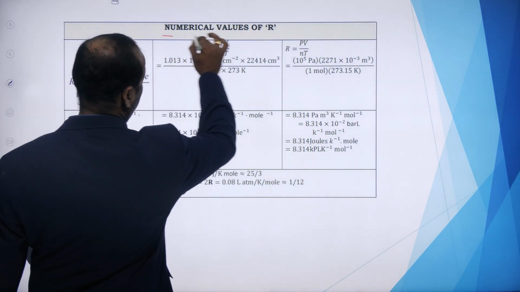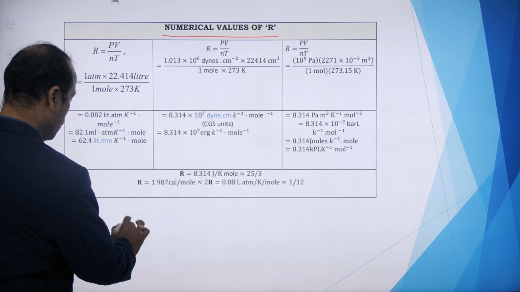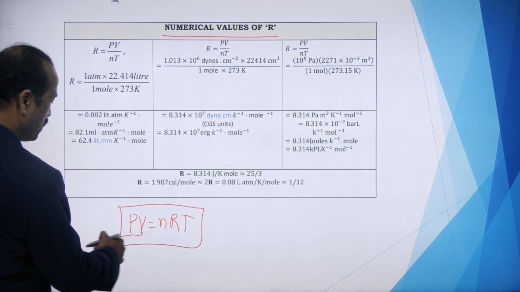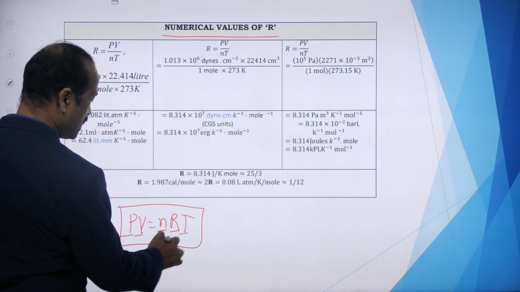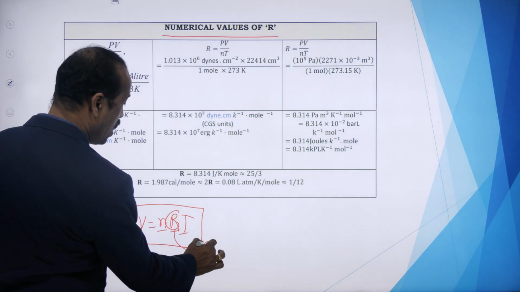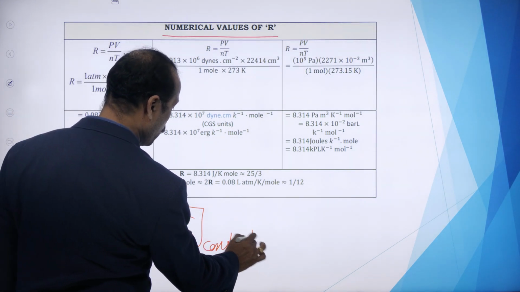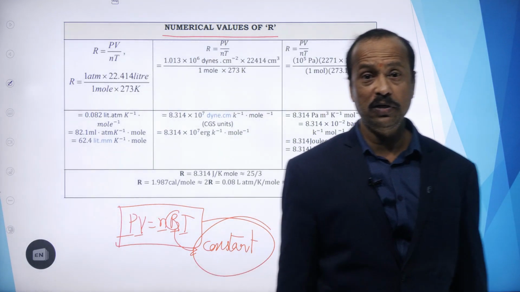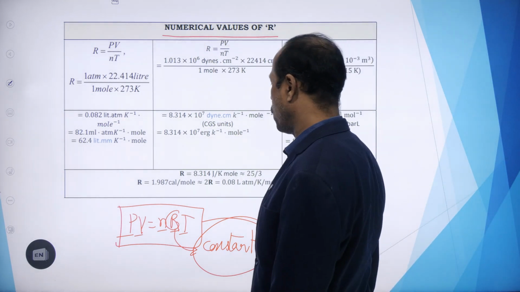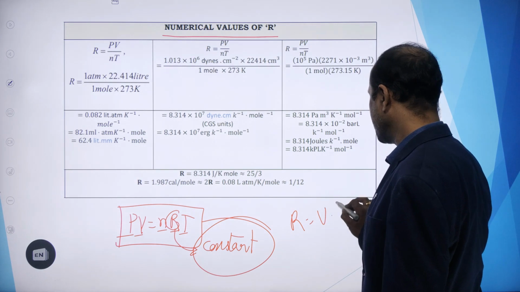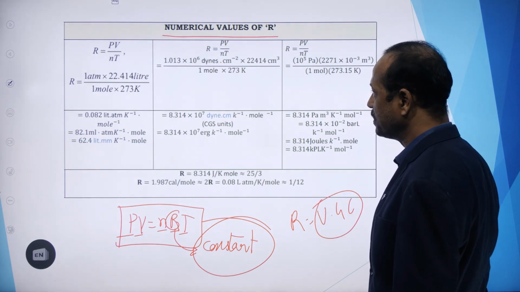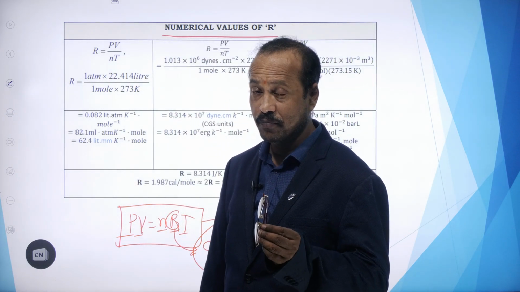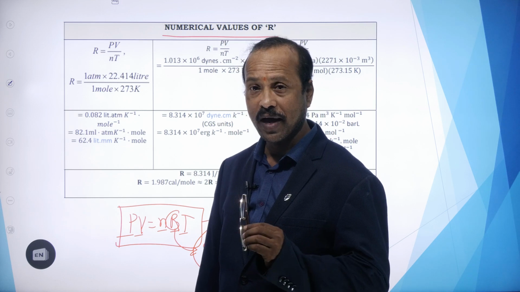Now this is also very important: the numerical values of R. Here PV is equal to nRT, the ideal gas equation. P means pressure, V means volume, n is the number of moles, T is the temperature, but R is a constant. Constant means it has a particular value, and this value will not change anywhere, any time. That's why R is called the universal gas constant. Universal means anywhere, anytime, so the value remains the same.